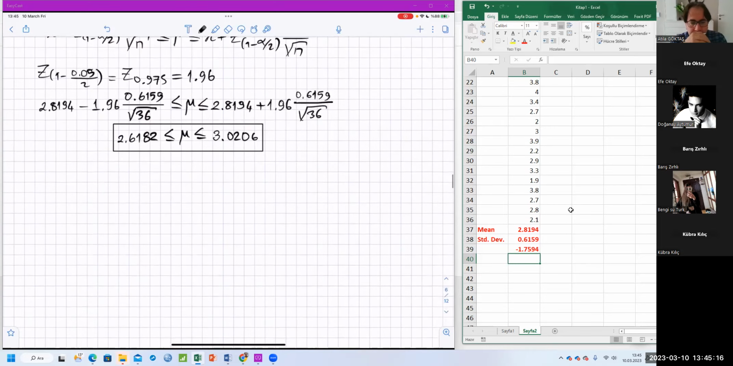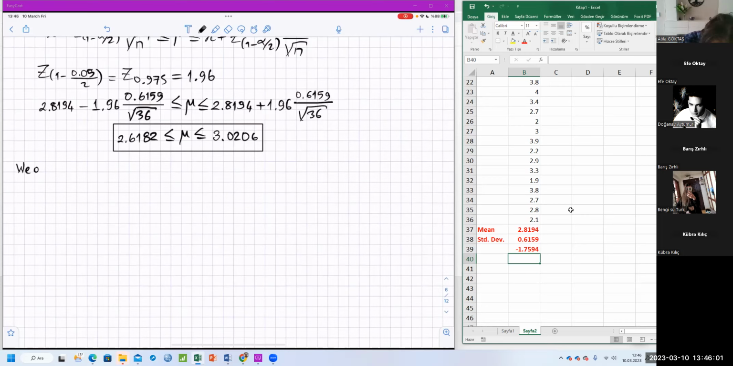Okay, to interpret the confidence interval, we can tell that the mean GPA is between 2.6182 and 3.0206 with 95% confidence level. Or with 95% confidence, we are confident to tell that the mean GPA is between 2.6182 and 3.0206. Let me write the interpretation of the confidence interval.